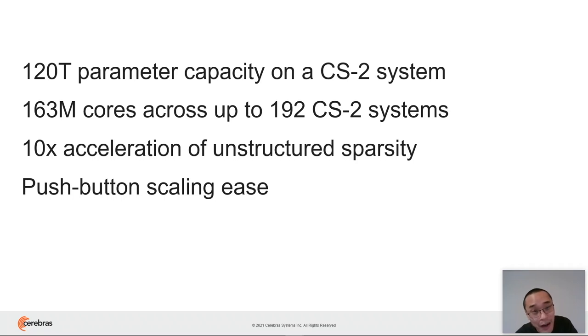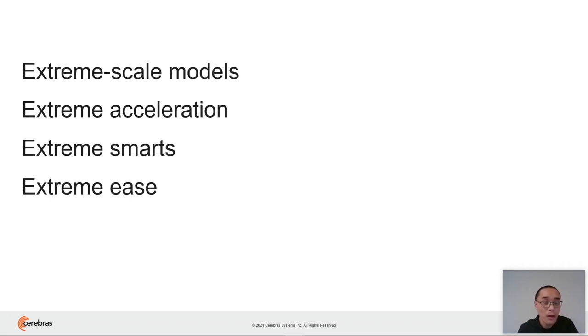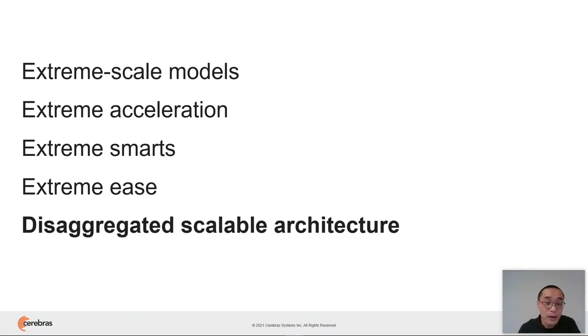So, everything we've just talked through today, the weight streaming execution model, the memory X storage, the SwarmX interconnect, all of it, when we put it together, gives us an architecture capable of growing model capacity to 120 trillion parameters, scaling up to 163 million cores across 192 systems, and accelerating up to 10 times unstructured weight sparsity, while still being easy to use. That's extreme capacity, extreme acceleration, extremely smart ML models, and extreme ease of use in a fully disaggregated, scalable architecture.